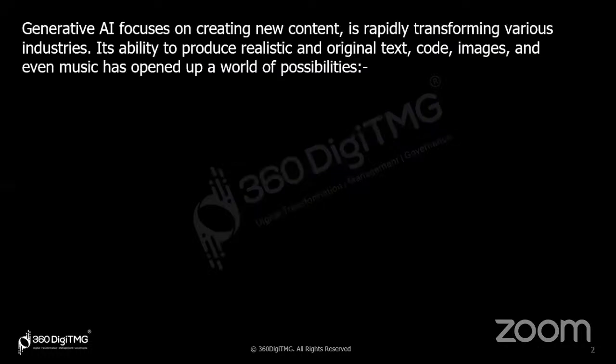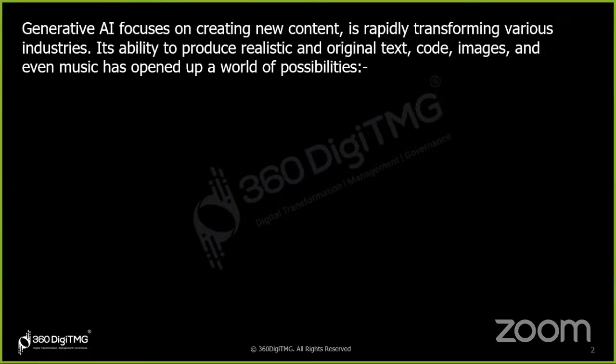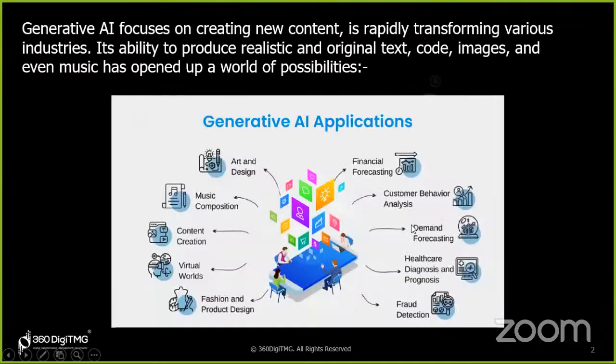Let's begin. We have already talked about how Gen AI focuses on creating new content, and it's rapidly transforming various industries, with its ability to produce text as well as code, images, music, videos, a world of open possibilities, right? So, different applications of Gen AI that we talked about: art and design, music composition, content creation, virtual worlds, fashion and product design, financial forecasting, consumer behavior analysis, demand forecasting, healthcare diagnosis and prognosis, and fraud detection.